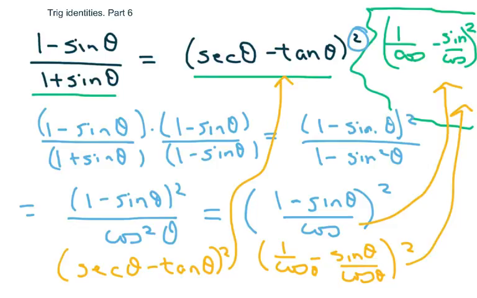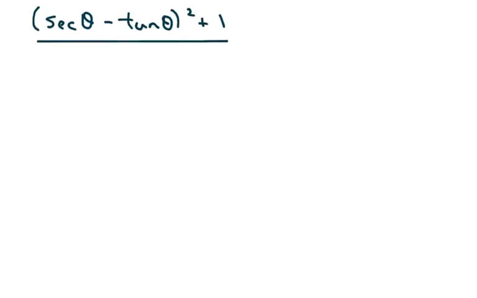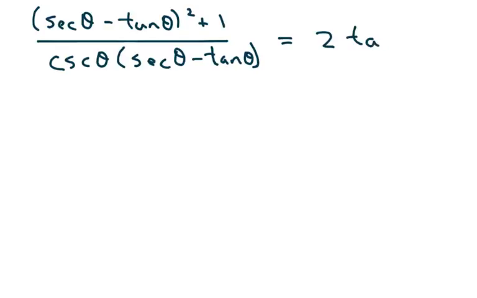Okay, we're going to go a little faster now and start with this one here. We have secant theta minus tan theta squared plus 1 over cosecant theta times secant theta minus tan theta. And this is supposed to equal 2 tan of theta. And you already should know what that looks like. That's sine over cosine. So what I'm going to do is use my factoring rules and factor that out.